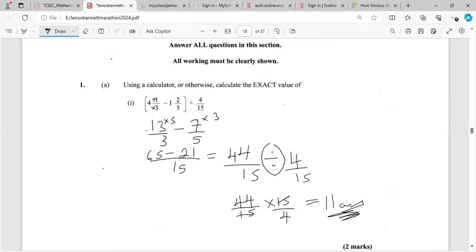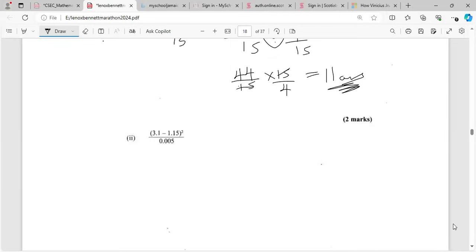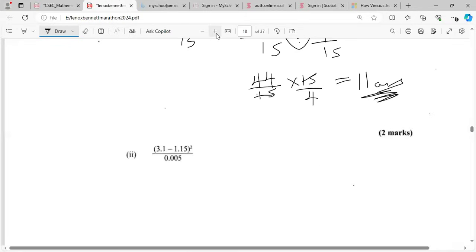Let's proceed. Do this one as well. 3.1 times 1.15 squared divided by 0.005. I'm expecting the answer to be a really big number, based on how it's set up.